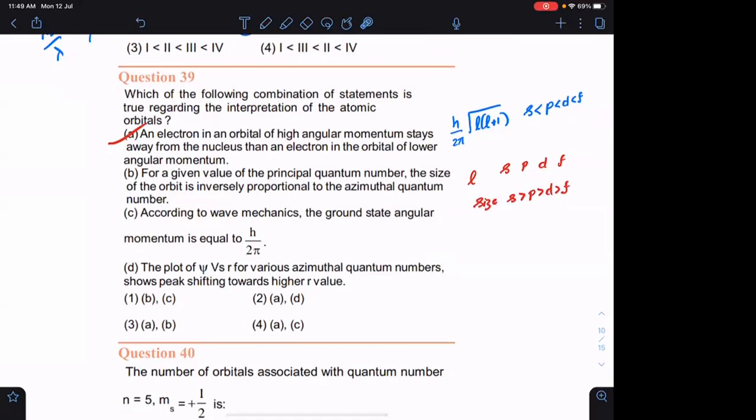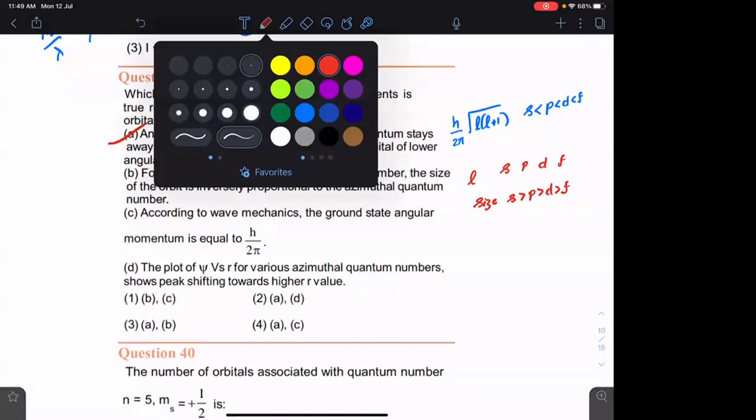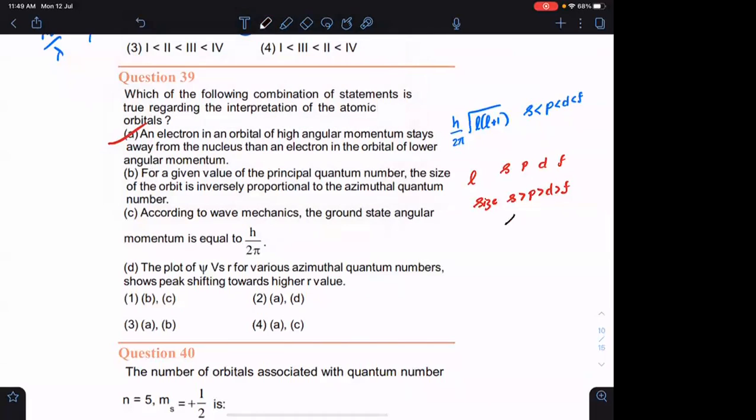The size of the orbital is inversely proportional to the azimuthal quantum number. Greater is the azimuthal quantum number, lesser must be the size. Agreed? Everyone, is that clear? इस statement का मतलब यही है ना, size of s has to be greater than p, greater than d, greater than f, क्योंकि s का azimuthal quantum number least है. Actual में होता क्या है, the size of s is less than p, less than d, less than f.